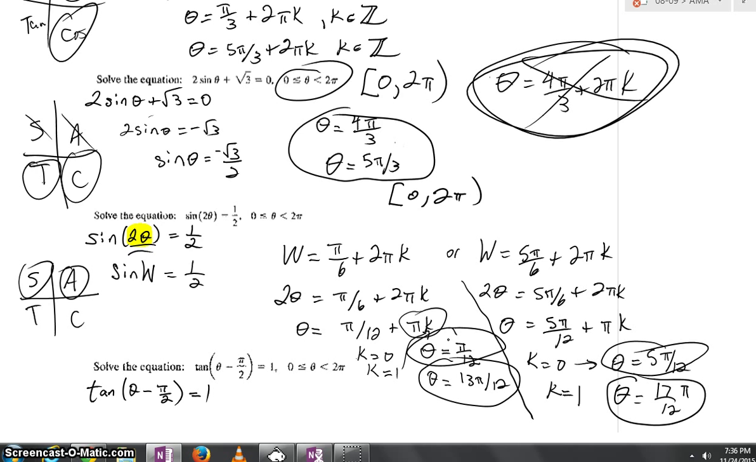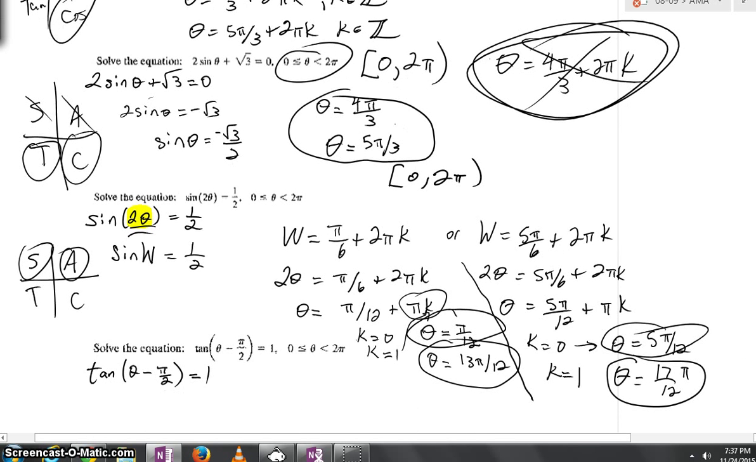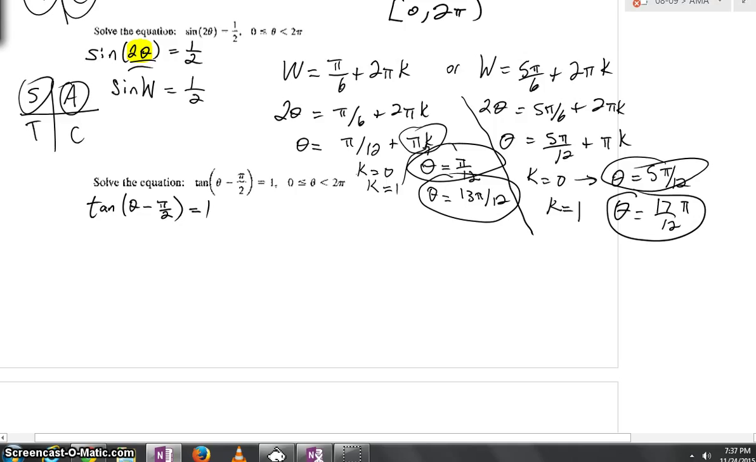So whenever your argument changes, I strongly suggest that you substitute in a w and then very quickly make an adjustment. Let's move to this next one. Tangent of theta minus pi over 2 equals 1. Well, in a very similar way, we could say let's just look at the tangent of w equals 1. And again, we're only going to be between 0 and 2 pi.